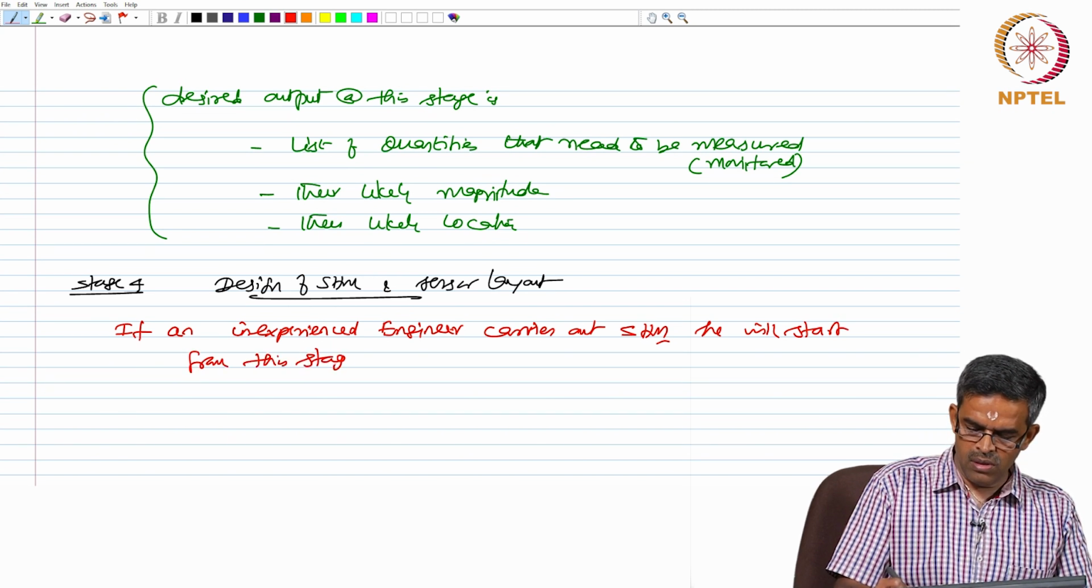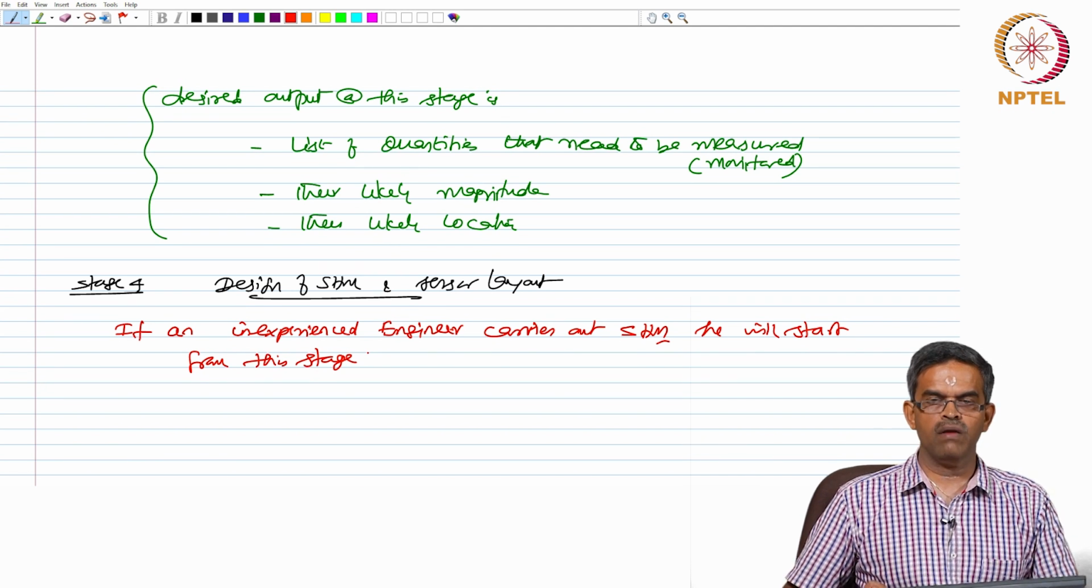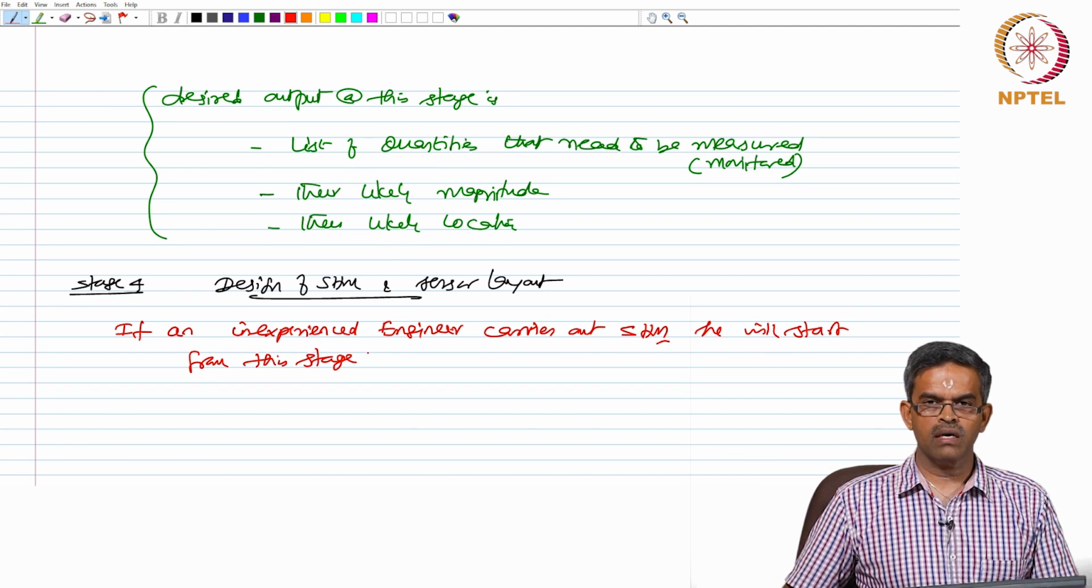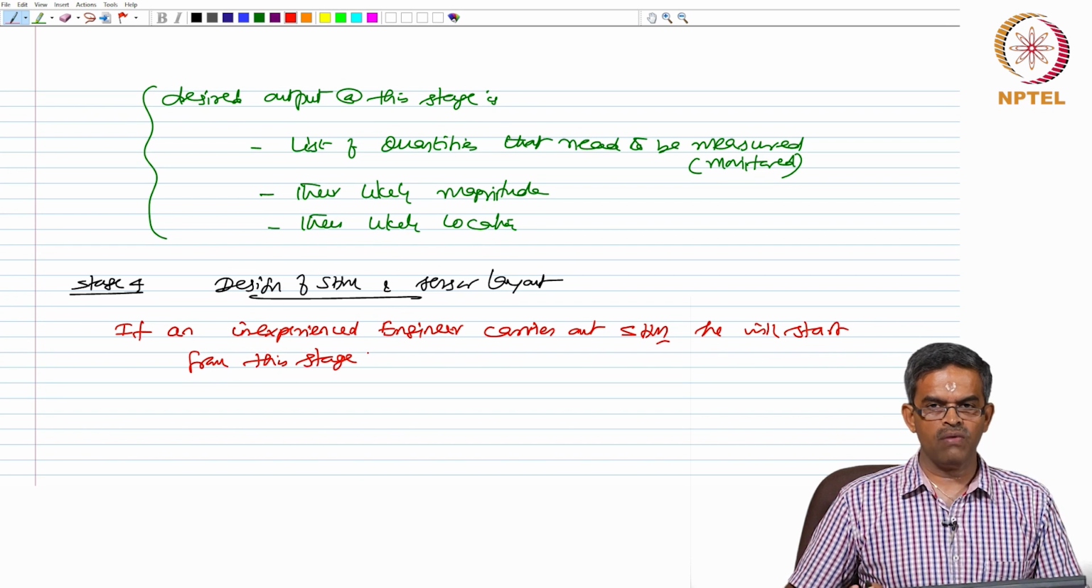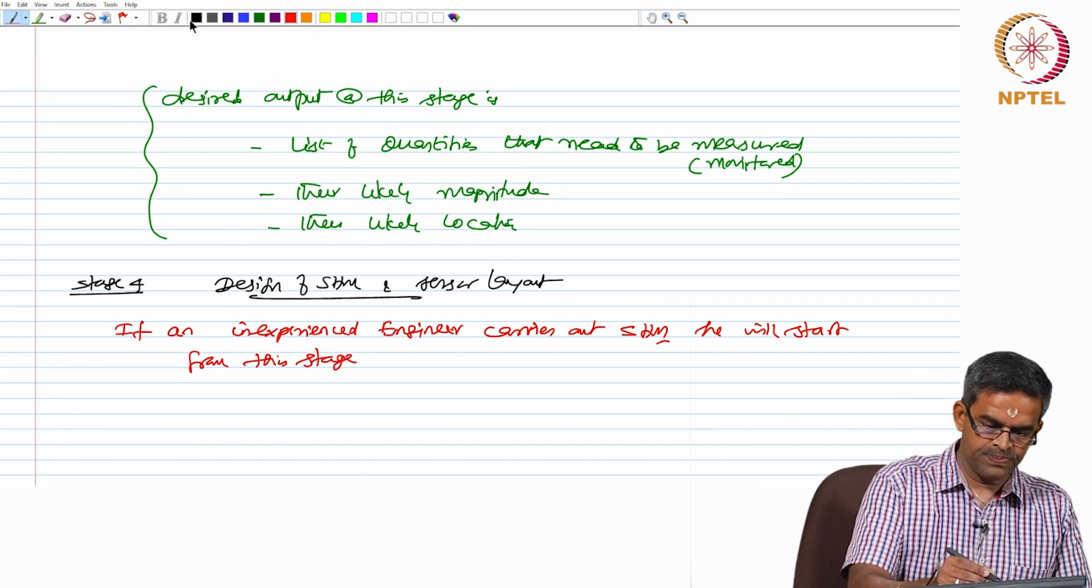Please note, the previous 3 stages are very important to make the health monitoring system more efficient and successful.